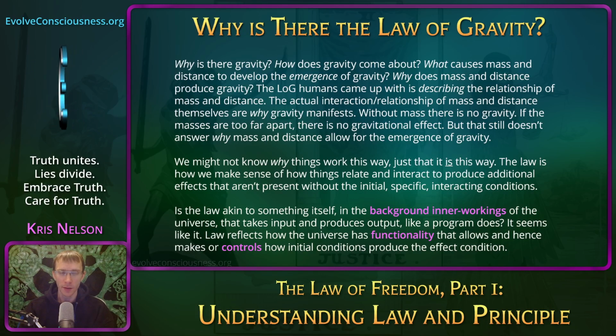Without mass, there is no gravity. If the masses are too far apart, there is no gravitational effect. But that still doesn't answer why mass and distance allow for the emergence of gravity. So we might not know why things work this way, just that it is this way. The law is how we make sense of how things relate and interact to produce additional effects that aren't present without the initial specific interacting conditions.